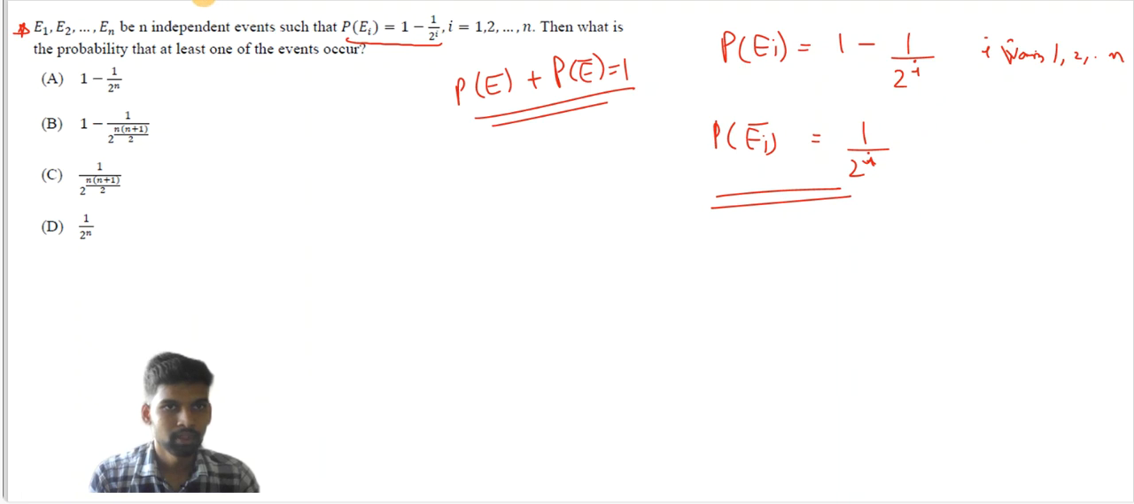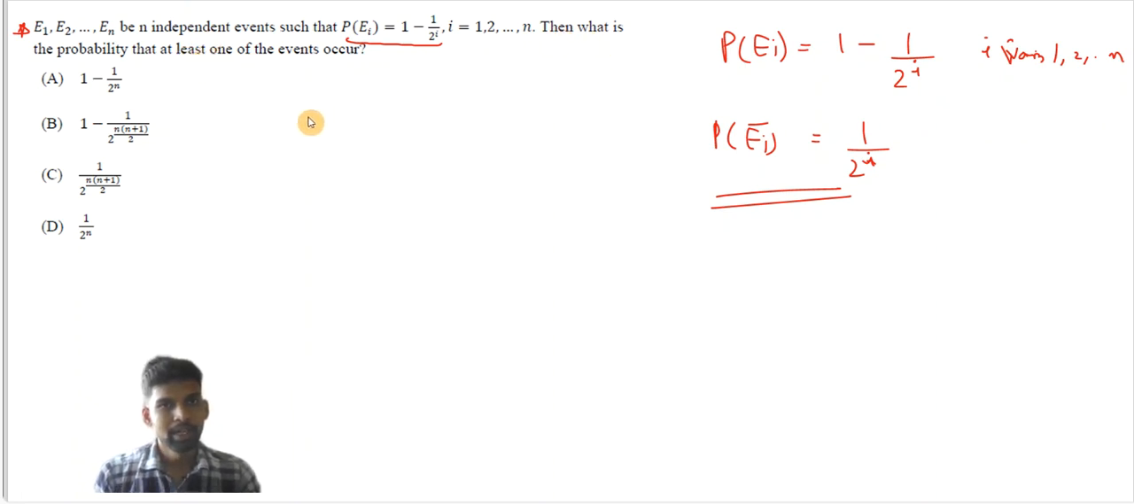Okay, then what they have asked is, what is the probability that at least one of the events occurs? At least one event occurs means either 1 occurs, or 1 and 2 occur, or 1, 2, 3 occur. Okay, like this you have to do. But you will realize that it will be a very complicated equation. So there is another alternative way to solve this.